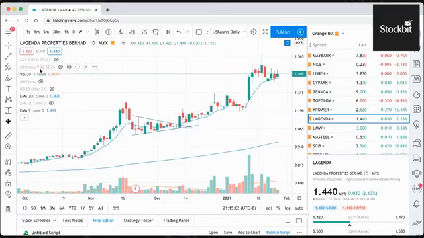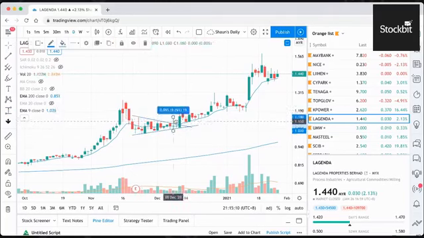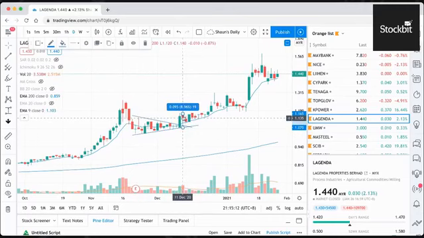The other thing to note is that the height of your continuation pattern is also generally the height of the breakout. That's something that's quite easy to predict, but it doesn't necessarily happen all the time.